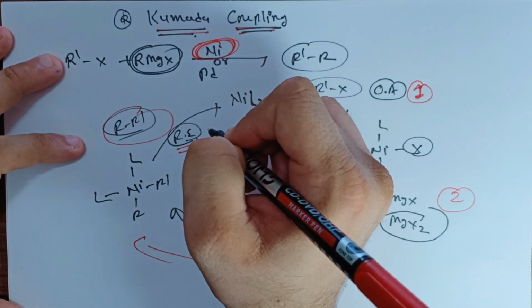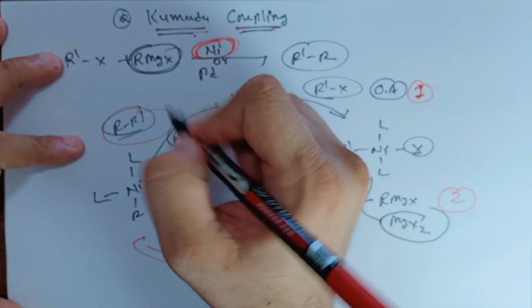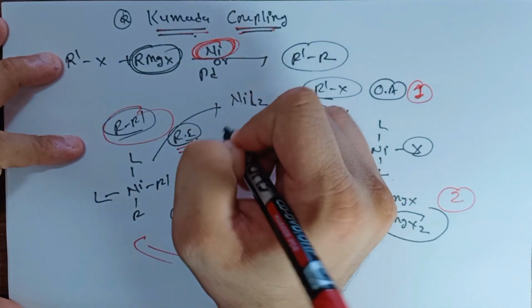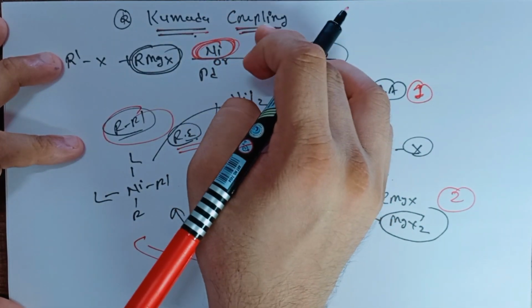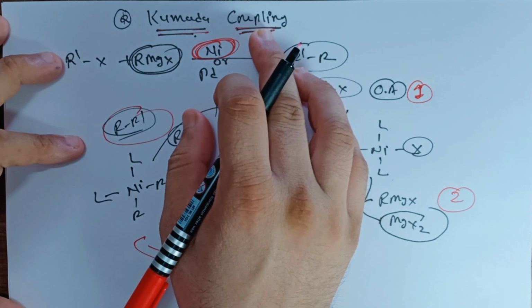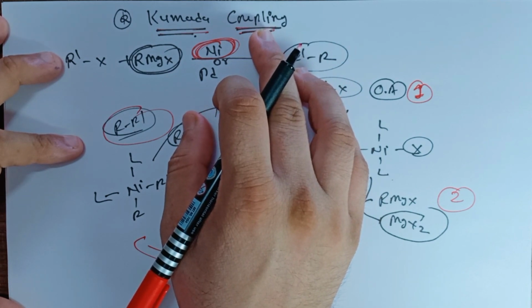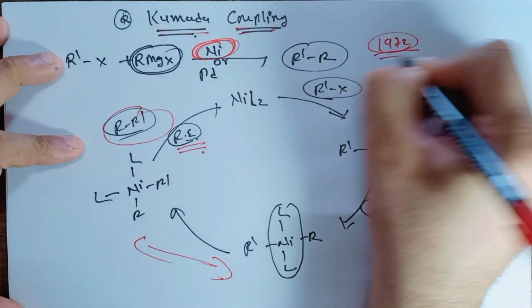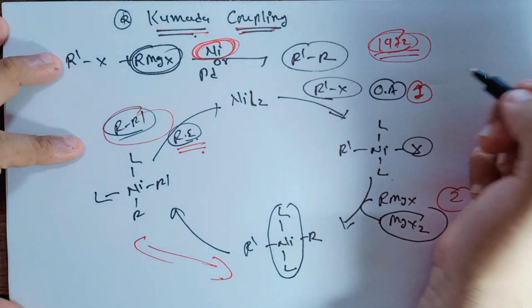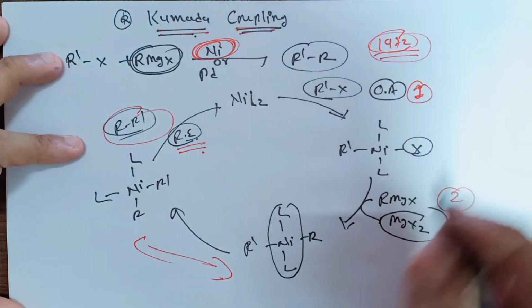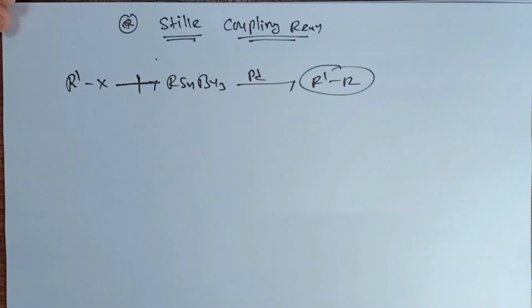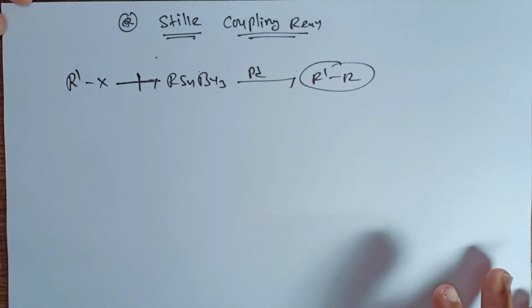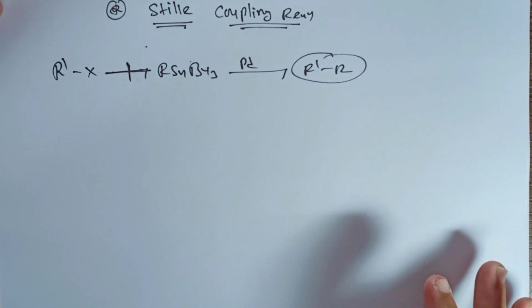You have to remember that in most palladium catalyst reactions you will find palladium, but this is a very special reaction. The Kumada coupling reaction was the first nickel catalyst cross coupling reaction found, in 1972. So this reaction was developed in 1972. Now let us take one more example of the coupling reaction. This is the last reaction of this video, that is the Stille coupling reaction.